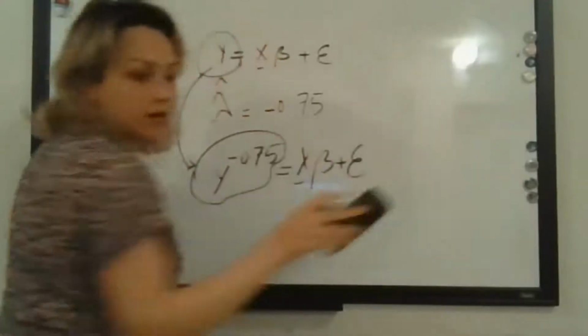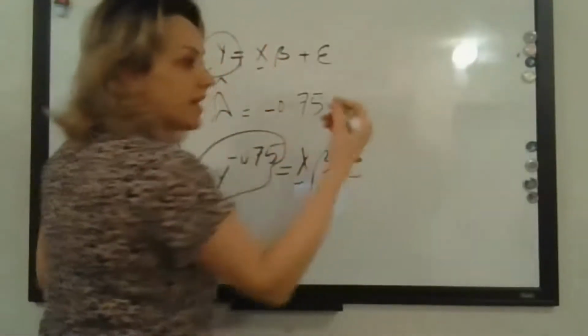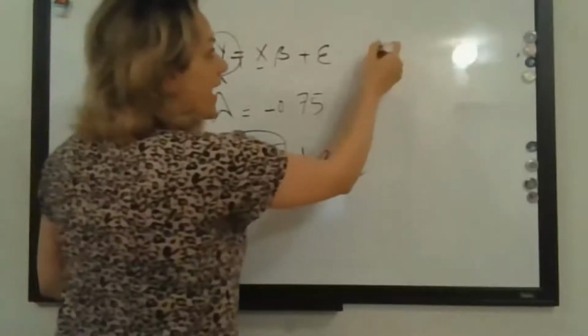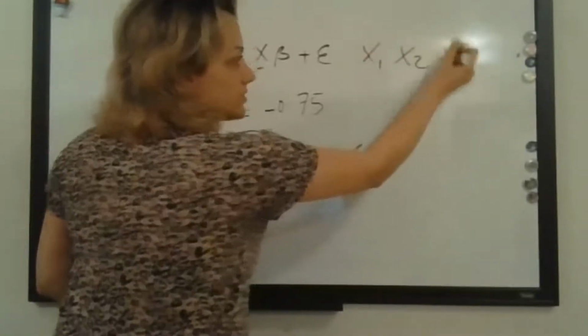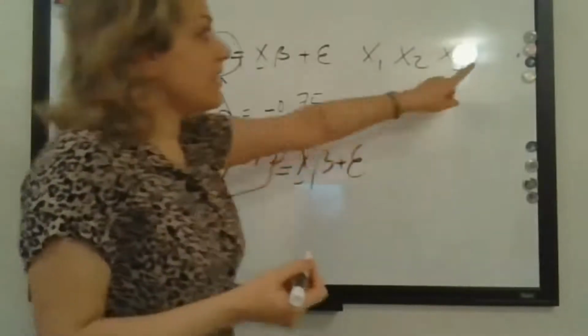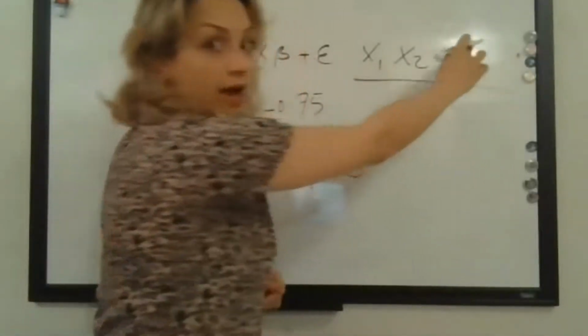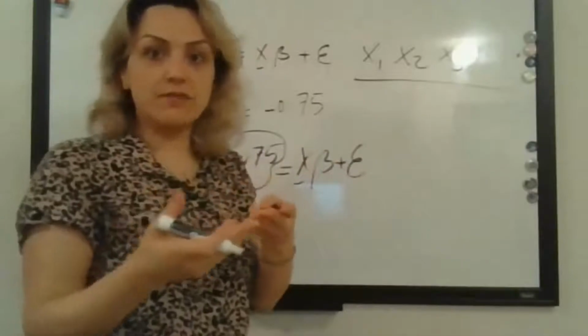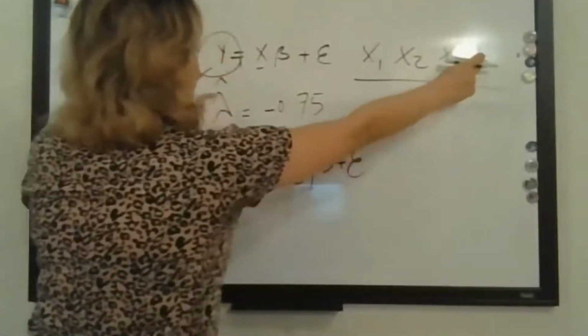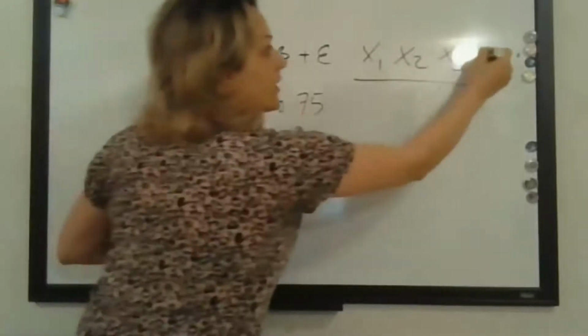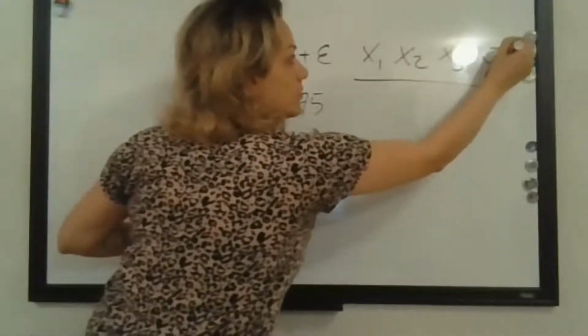For example, if we have in our table x1, x2, x3, right, and then y for the observations that we had, instead of y as my observation, I'm going to write down y to the power -0.75.